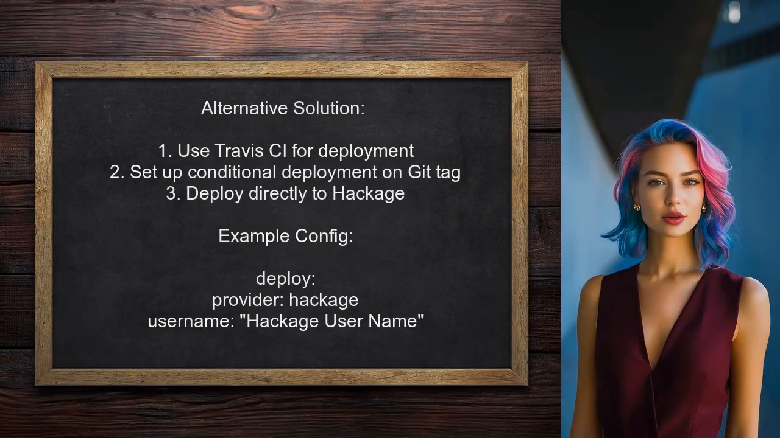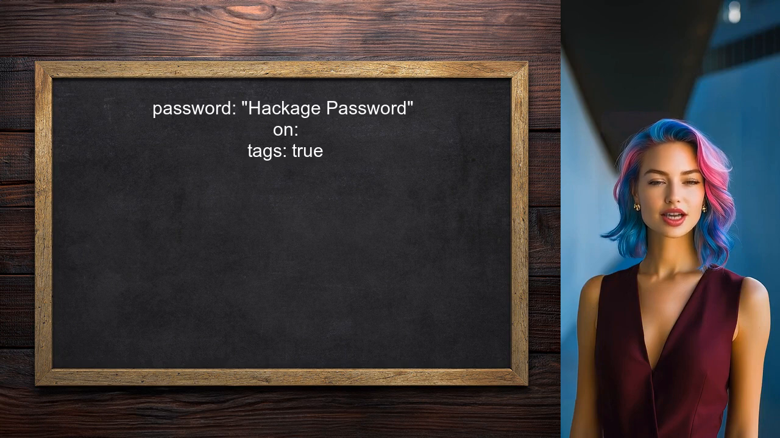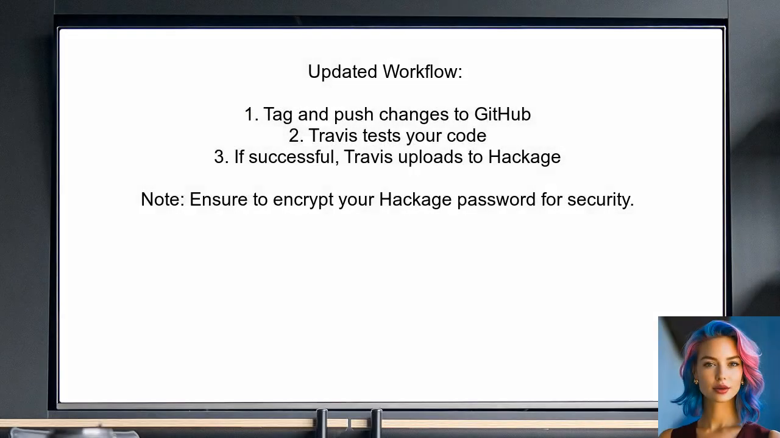An alternative approach suggested by another user involves using Travis CI for managing Hackage releases. They recommend setting up conditional deployment in Travis, which allows you to deploy directly to Hackage when you create a Git tag. With this method, your workflow changes slightly. First, you tag and push your changes to GitHub. Then Travis will test your code, and if everything is successful, it will automatically upload to Hackage for you.